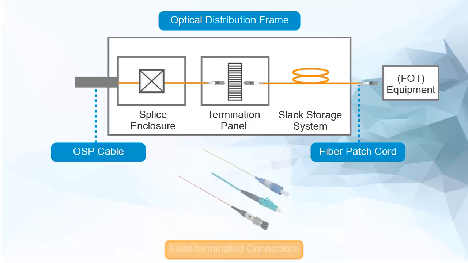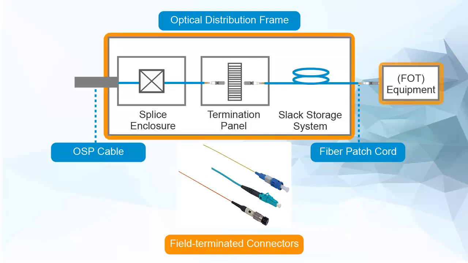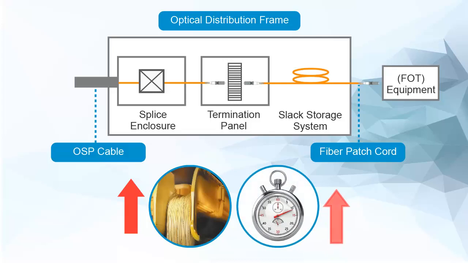The introduction of field-terminated connectors would eliminate any storage issues, but it would also mean that any network reconfiguration would require a new patch cord to be run between the ODF and FOT equipment. This would increase the congestion in the cable raceway between the frames, since the existing fibers would more than likely be left in place. The time required to reconfigure the network would also increase. If no network reconfiguration is anticipated, an interconnect architecture can work.